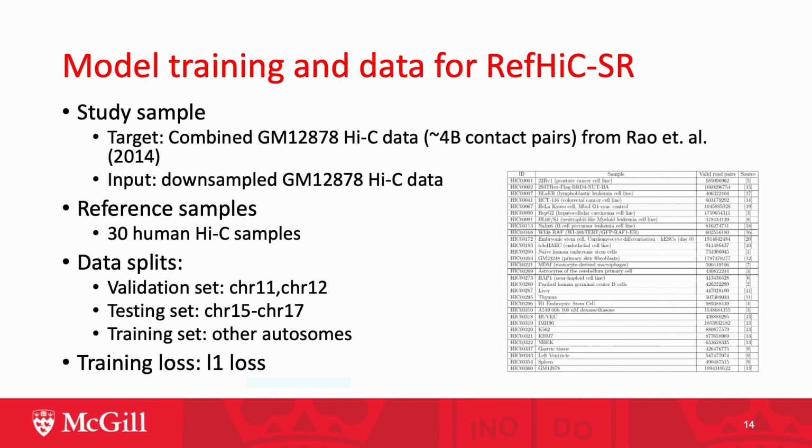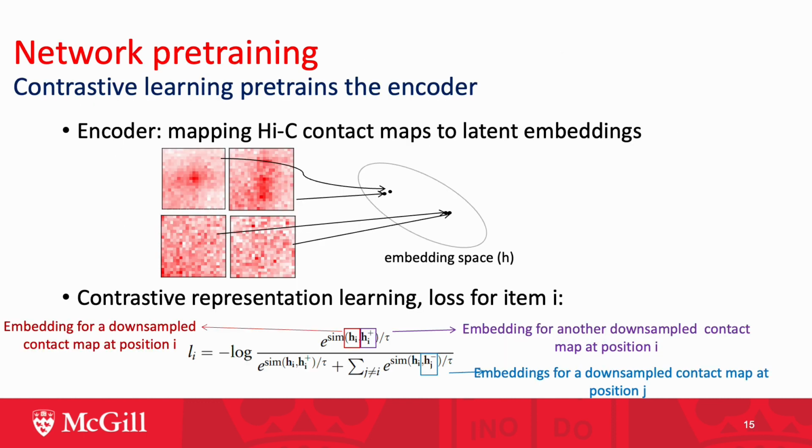We use chromosomes 11 and 12 as the validation set, chromosomes 15, 16, and 17 as the testing set, and we use all the other chromosomes as the training set. In addition, we pre-train the encoder with contrastive learning. The goal of contrastive learning is to encourage similar samples to have similar embeddings, and different samples to have embeddings as far apart as possible. To achieve this goal, we use the cross entropy with negative samples in batches as the loss function.